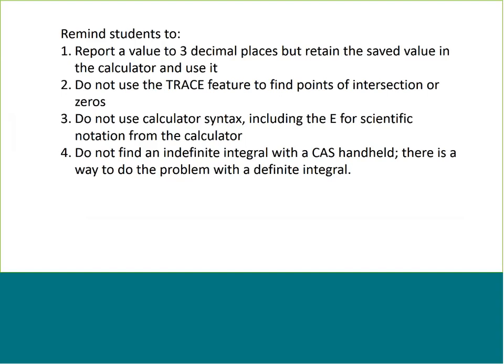Another one that we occasionally see, it's not as bad as it used to be, is that they cannot use calculator syntax to tell us how they're going to do a problem, like the function numeric integrator command that we used to have on the older calculators. They do not need to use the expression with the capital E in it, that's a scientific notation, as a result of some calculation. And again, they do not ever have to find an indefinite integral with a CAS handheld. So if they're trying to do that, there's a way to do the problem with a definite integral.